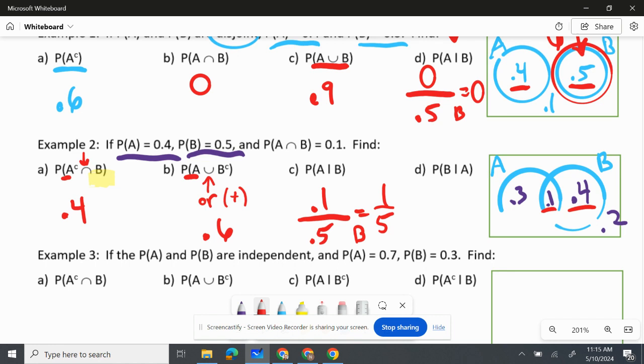Same thing, B given A. So what we're going to do is first put our denominator as A. A would include the 0.4, the 0.3, and the 0.1. Now, of those two, which one is B? And the answer is 0.1. So it's 1/4.